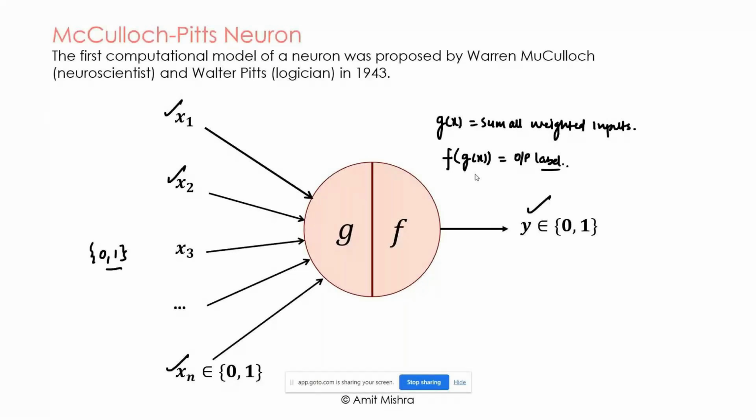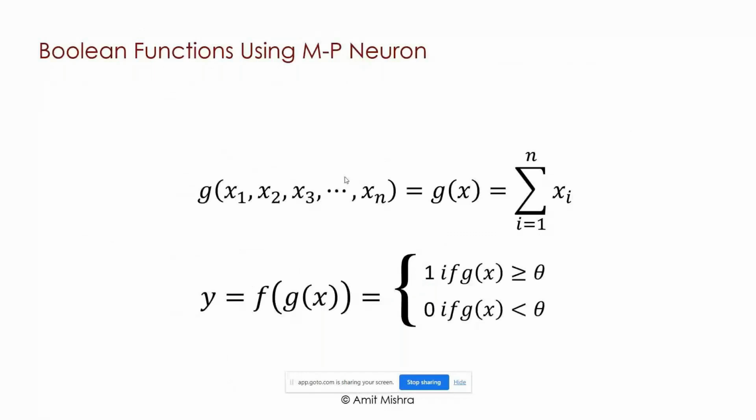So g of x is the sum of all the input. It is represented by a summation of xi, and xi will go from 1 to n. And f of g of x will be the main equation that will basically give you the output. Now, what does theta indicate here? Theta is your threshold value. If your g of x is greater than theta, then output will be 1. If g of x is smaller than theta, your output will be 0.